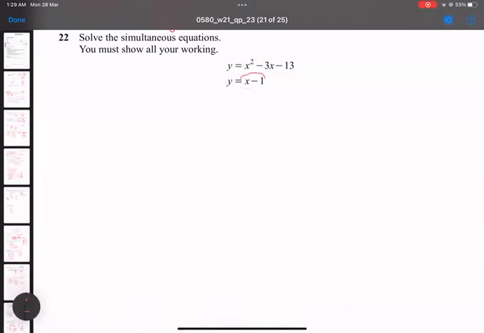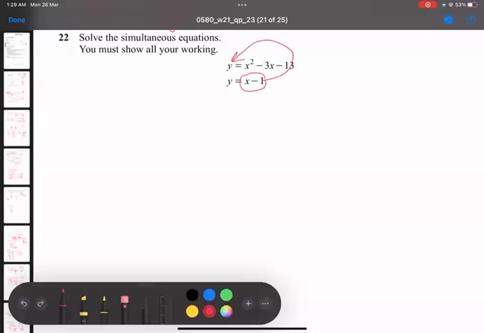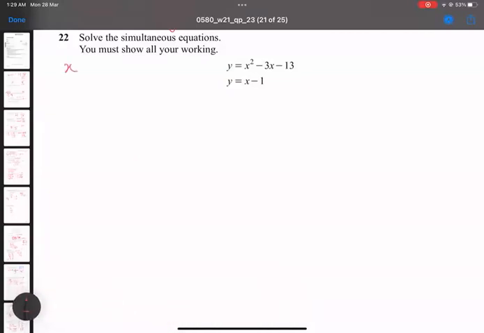So I think this value of y I can plug in here. Both ways are okay, or put y equal to each other. So I am writing now x to the power 2 minus 3x minus 13 is equal to x minus 1. Bring everything to the left hand side: minus x, minus 13 and plus 1 equals 0. x to the power 2 minus 4x minus 12 equals 0. And now I can go for factorization or the quadratic formula.